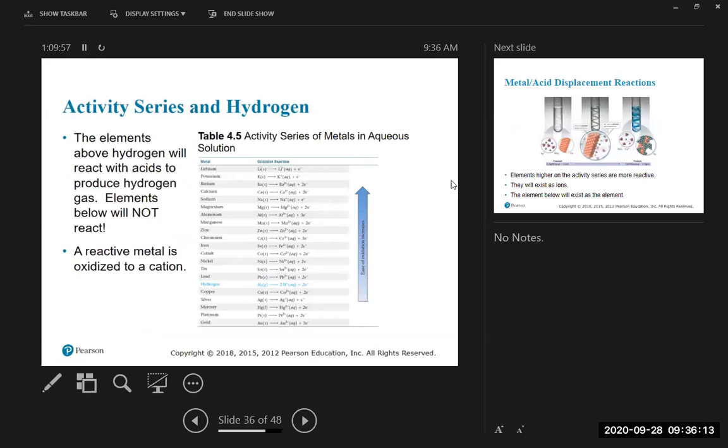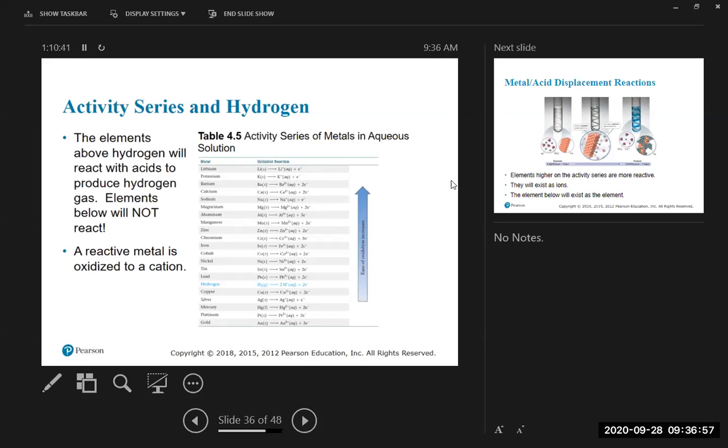So when we talk about the activity series of metals in aqueous solutions, so this is kind of the reactivity of it, the elements above hydrogen. So does everyone see hydrogen there? It's between lead and copper towards the bottom of the table, about 3/4 of the way down. The elements above hydrogen, so lead, tin, nickel, cobalt, on up through lithium, will react with acids to produce hydrogen gas. Elements below, copper, silver, mercury, will not react. And a reactive metal is oxidized to a cation.